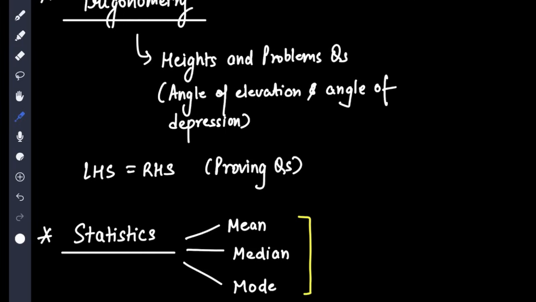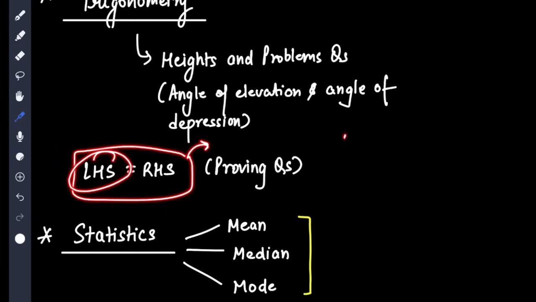Whenever you prove trigonometry questions, if you're not able to do that, you can start solving left hand side and right hand side. Wherever you find two statements equal, you can start copying this part.